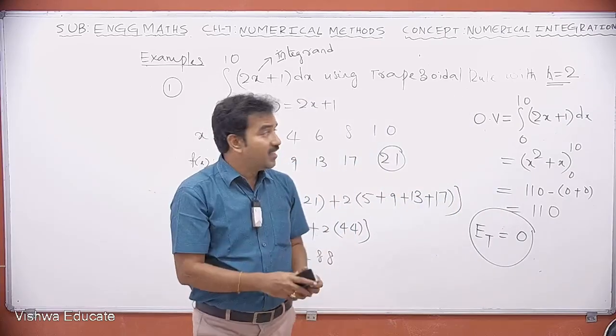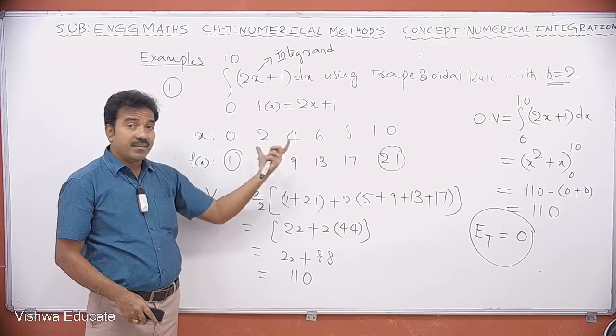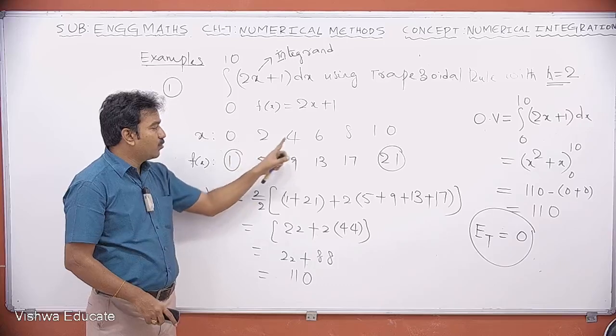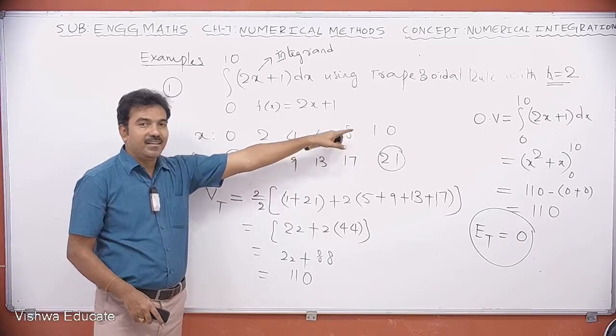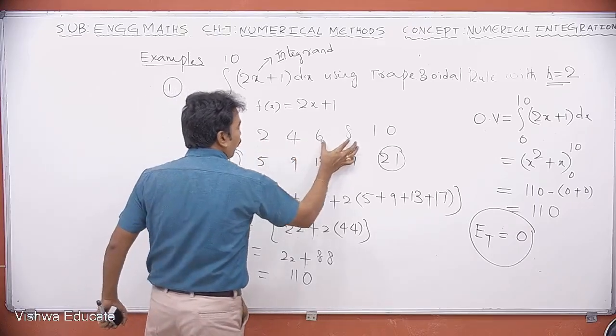You can even try this with the same function by taking h equal to 1. When you take h equal to 2, how many points are there? 1, 2, 3, 4, 5, 6. So 5 subintervals: first subinterval, second, third, fourth, fifth.